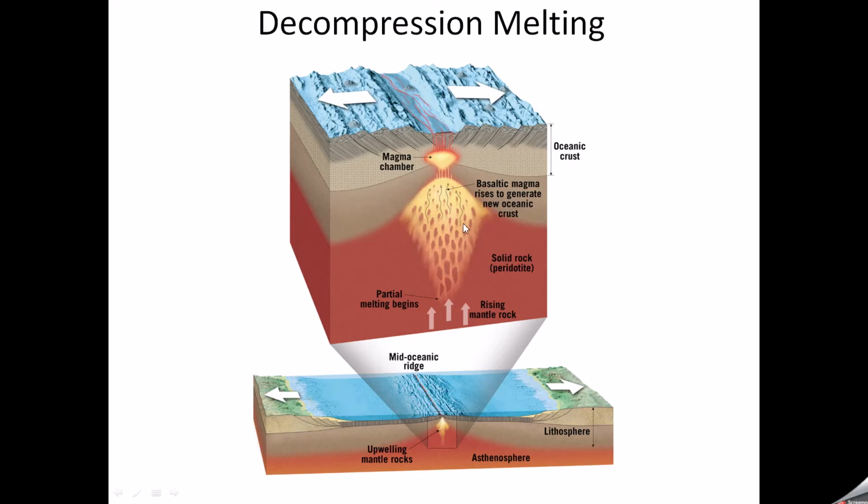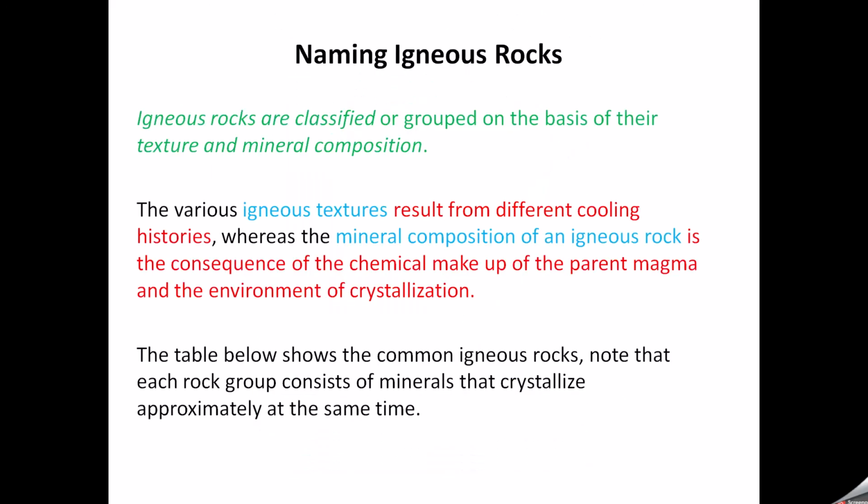So what happens? Basaltic magma rises to generate new oceanic crust. This basaltic magma is formed due to decompression or partial melting of the ultramafic rocks, and will rise up and intrude or extrude out of the mid-oceanic ridges. So this is the decompression or partial melting process that happens along the mid-oceanic ridges.